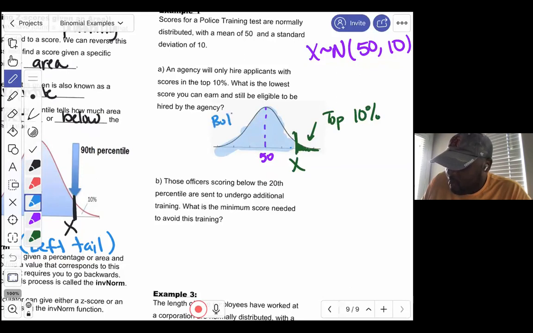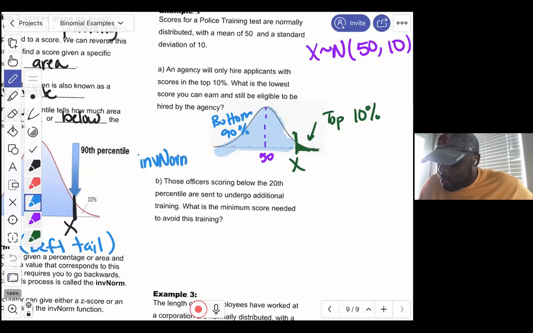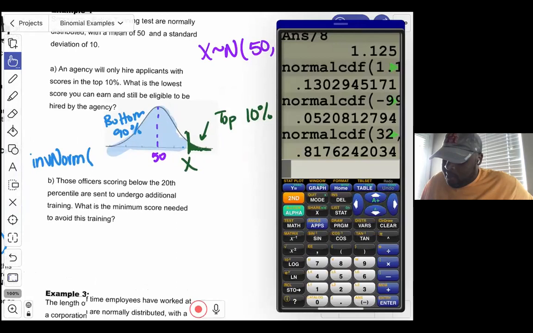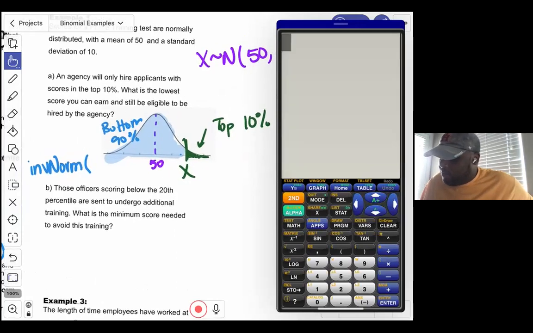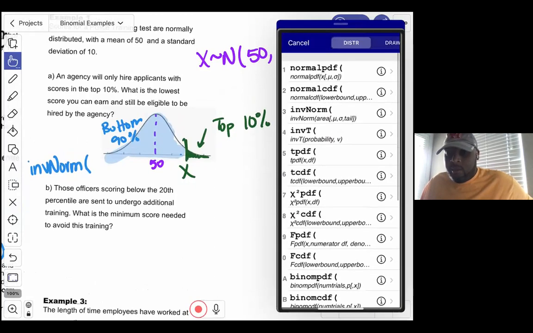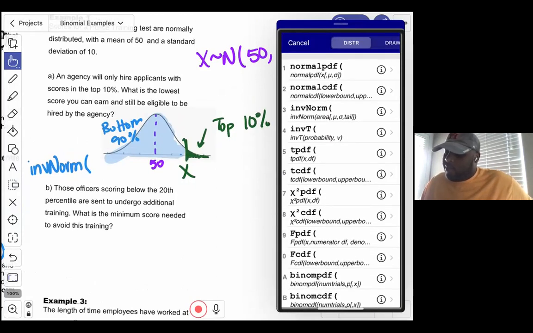So this is the bottom 90%. So that means I'm looking for the value for the 90th percentile. I want the 90th percentile here. That's what I'm looking for. And so my calculator is what I'm going to do. Inverse norm. And inverse norm is located, here's how we get to inverse norm. We press second bars. If you look under the normal functions, normal CDF, you have the inverse norm function. That's the function I want to use now, the inverse norm.